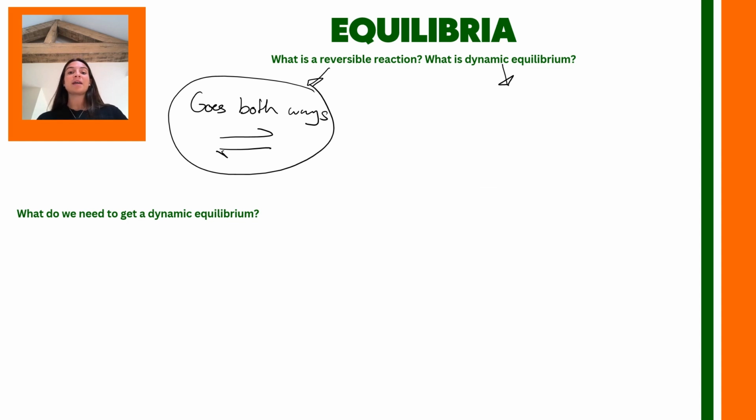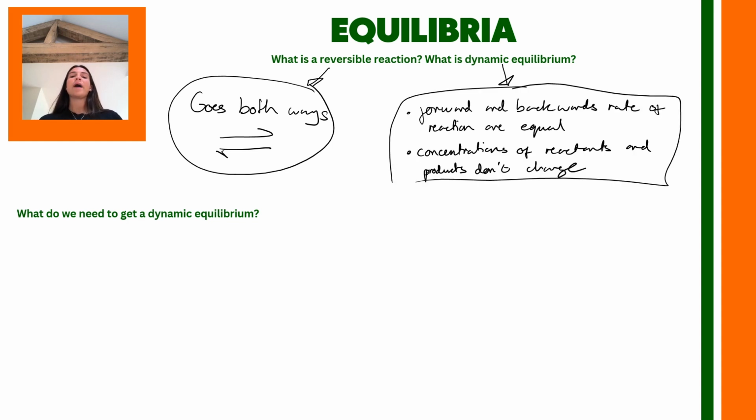And what is dynamic equilibrium? Well, that's when the forwards and backwards rate of reaction are equal to each other. So forwards being from the reactants to the products and backwards being from the products back to the reactants. When the rate of those two reactions are equal to each other, or in other words, the concentrations of the reactants and the products don't change.